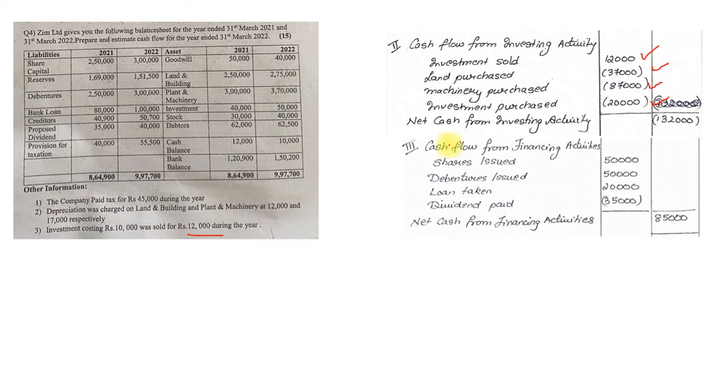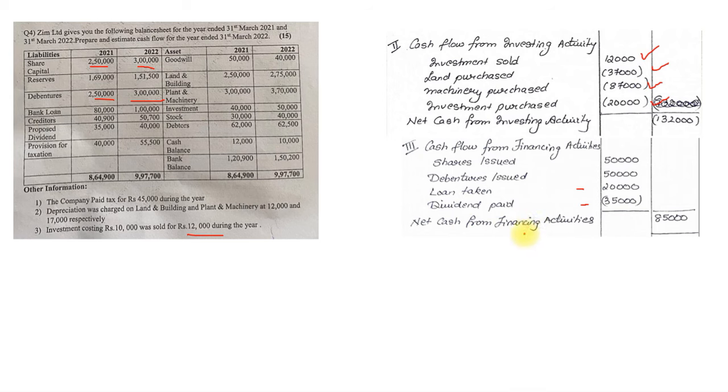Okay. So from financing activity, shares were 2.5 lakhs, it became 3 lakhs, so it's increased. So we add 50,000 share issued. Debentures 2.5 lakhs became 3 lakhs, so debenture issued 50,000. Loan was 80,000, became 1 lakh 20,000, loan taken extra. And last year's proposed dividend has to be paid this year, so 35,000 will be less, dividend paid. So 50 plus 50 plus 20, 120, minus 35 is 85. That is net cash from financing activity.